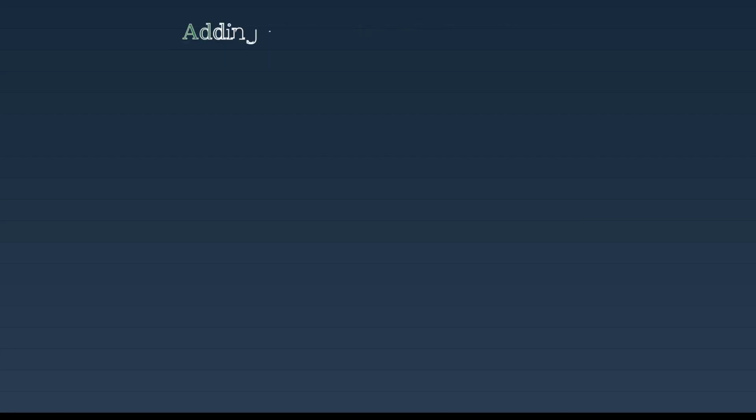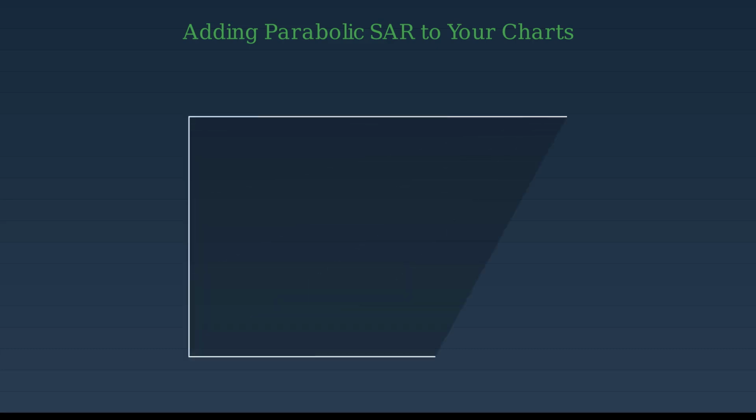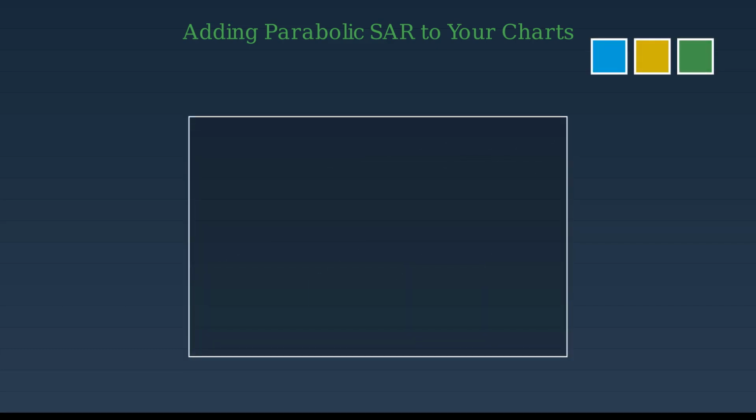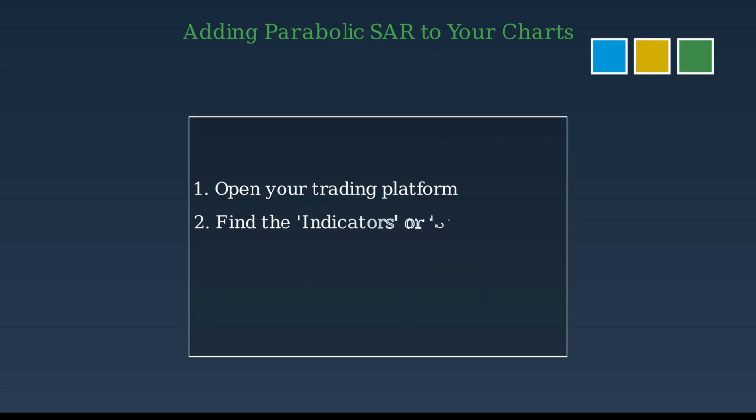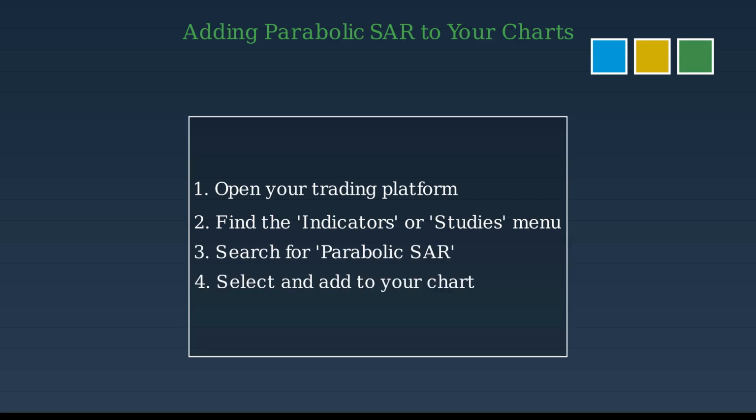Adding Parabolic SAR to your trading platform is straightforward. First, access your platform's indicator menu. Follow these steps. Open your trading platform, locate the indicators menu, search for Parabolic SAR, and add it to your chart.